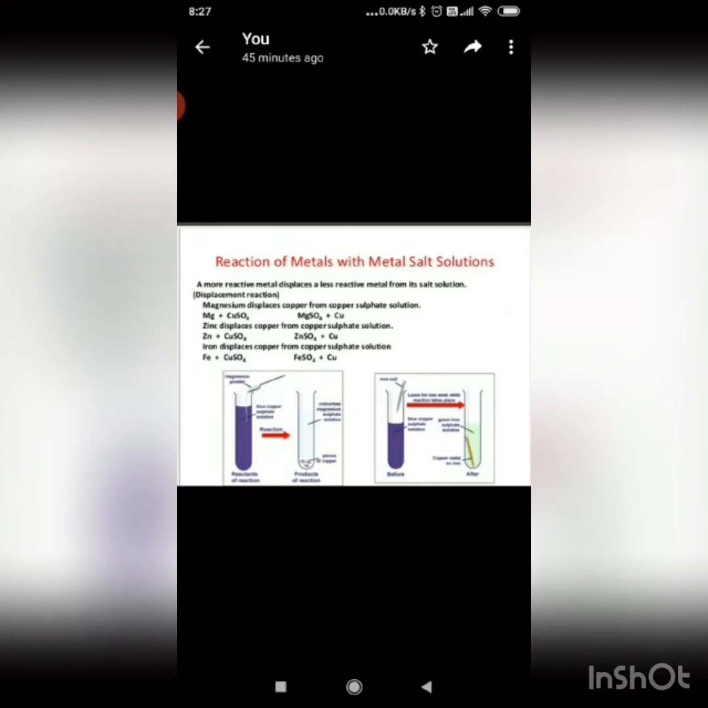See the activities. Magnesium displaces copper from copper sulfate solution: Mg plus CuSO4 gives MgSO4 plus copper is displaced. Zinc displaces copper from copper sulfate solution: Zn plus CuSO4 becomes ZnSO4 plus copper is displaced. And iron plus CuSO4 becomes FeSO4 plus copper is displaced. Already we have done the activity of iron and copper sulfate. The blue color of copper sulfate changes to green color.